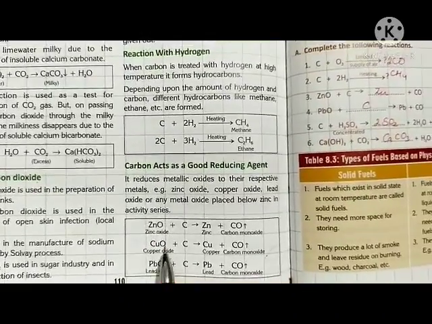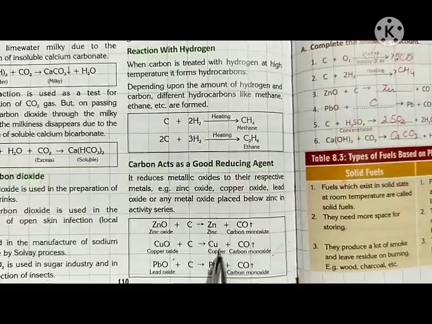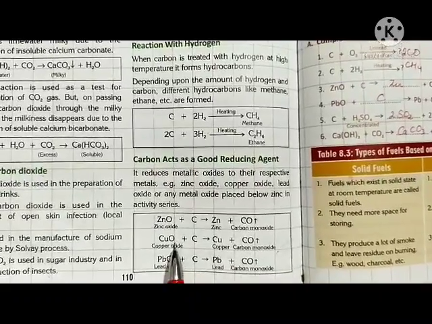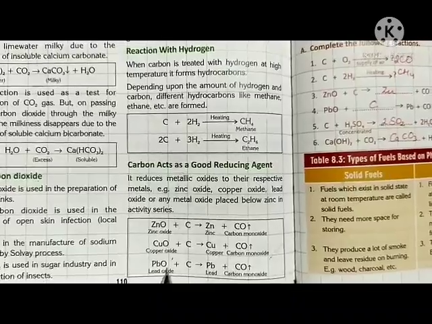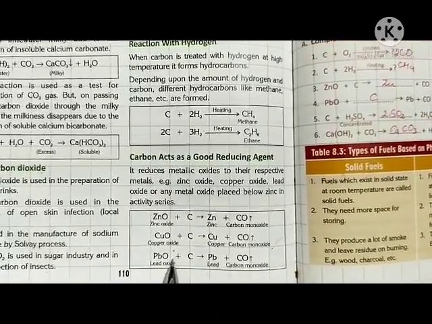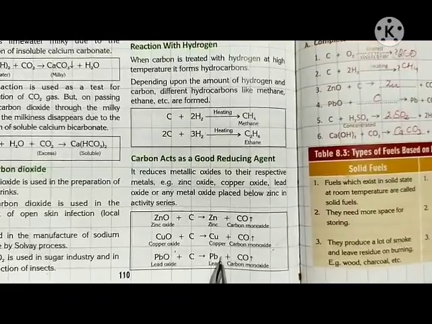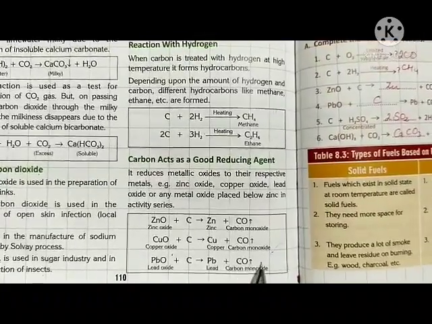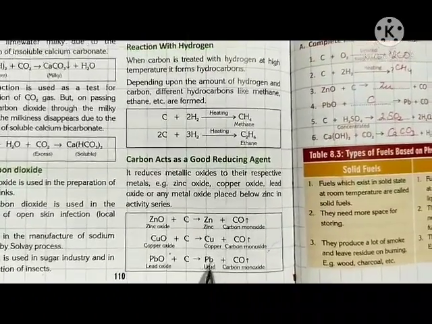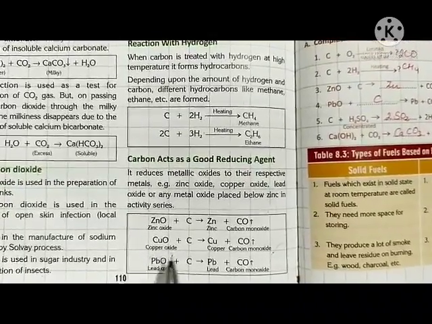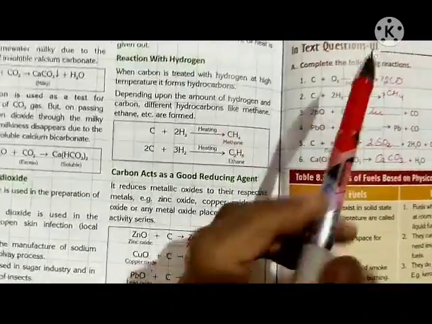Similarly, copper oxide reacts with carbon to form copper and carbon monoxide. Lead oxide plus carbon forms lead and carbon monoxide. Here also, the carbon is reducing the lead oxide.